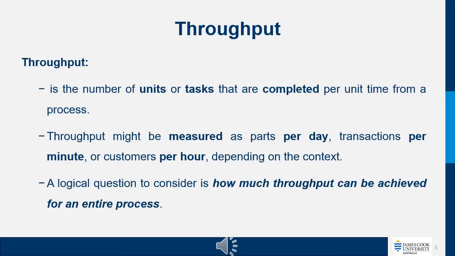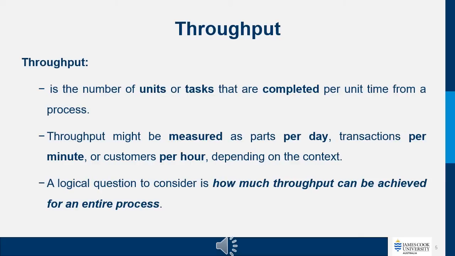Now let's have a look at the throughput definition and meaning. Basically, it refers to the rate at which units or tasks are completed within a given time frame in a process. It is a measure of overall productivity and efficiency of a process. The unit of measurement of the throughput can be very dependent on the context, such as parts per day in a manufacturing setting, transactions per minute in a software application, or customers per hour in a service-oriented environment.